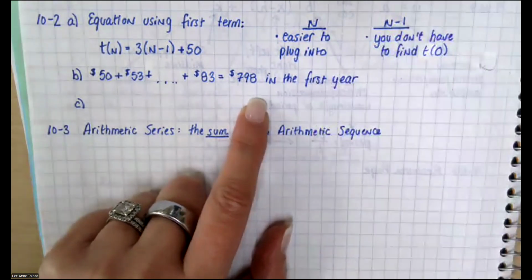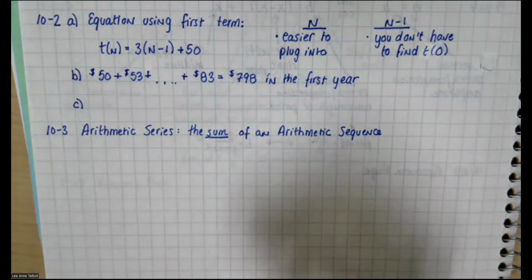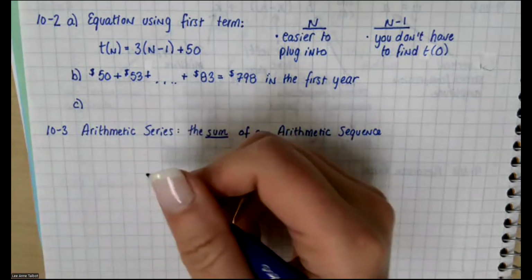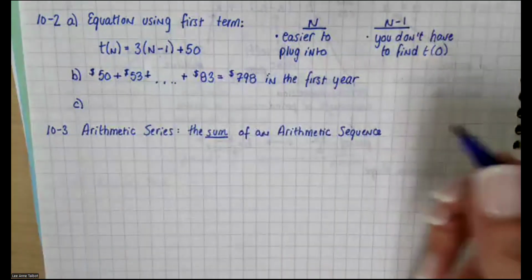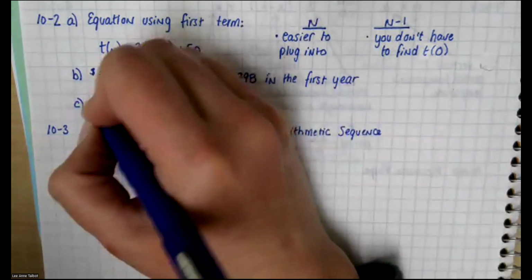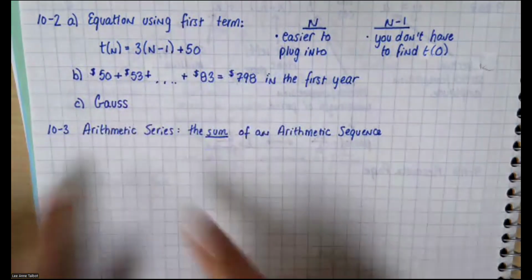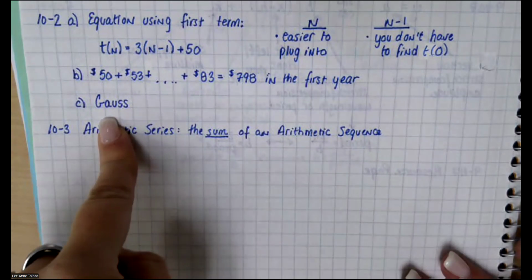Okay, so her uncle saved her $798 in her first year. And now she wants to find out how much she has total mathematically. I don't know why she's not just checking her bank app, but that's fine. And to do that, I'm going to give you a history lesson. Write this word right here. Just trust me.